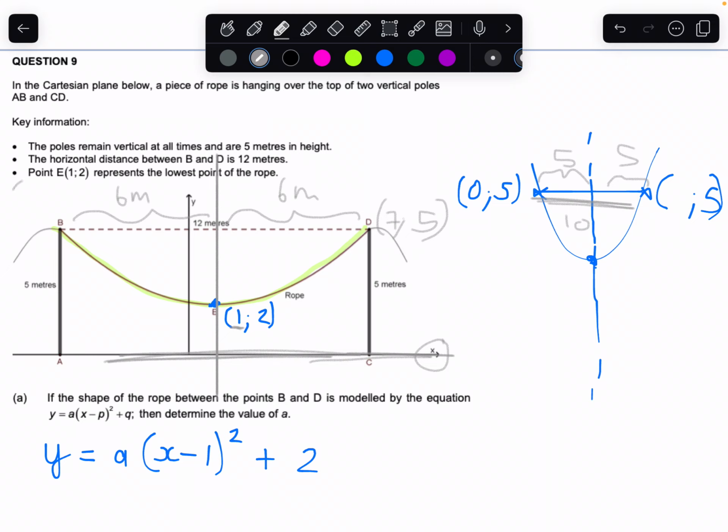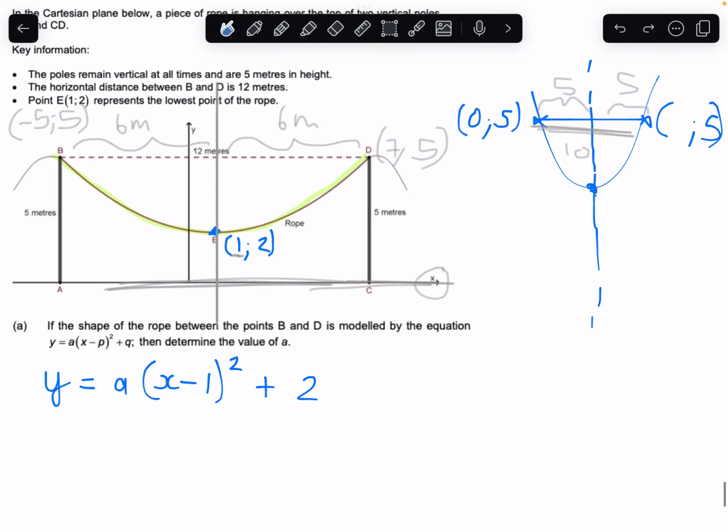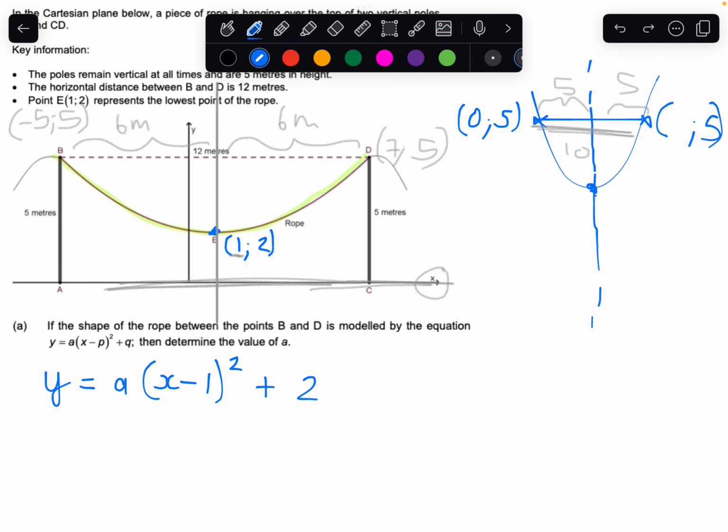And the coordinates of B will be 6 less than 1, so 1 minus 6, which is negative 5. And the y-coordinate will also be positive 5. So we can use either of these points to figure out what a is. So let's just go ahead and do that. I'll use D because I love positive numbers.